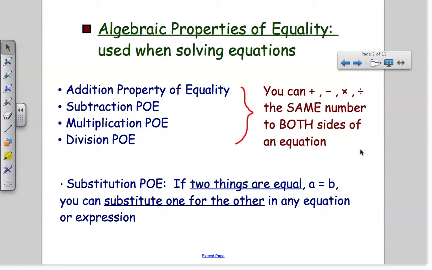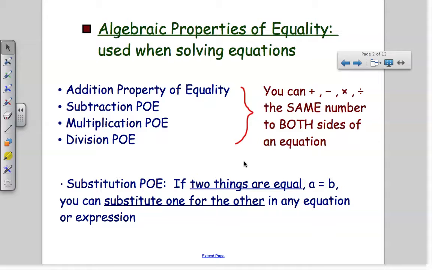Starting out, we're going to talk about algebraic properties of equality. You use these properties every time that you solved an equation last year. The algebraic properties of equality are addition property of equality, subtraction property of equality, multiplication property of equality, and division property of equality. You'll notice I started abbreviating property of equality as PO, and you can do that when you're writing out the steps today in your homework. Addition PO, subtraction PO, multiplication PO, division PO.